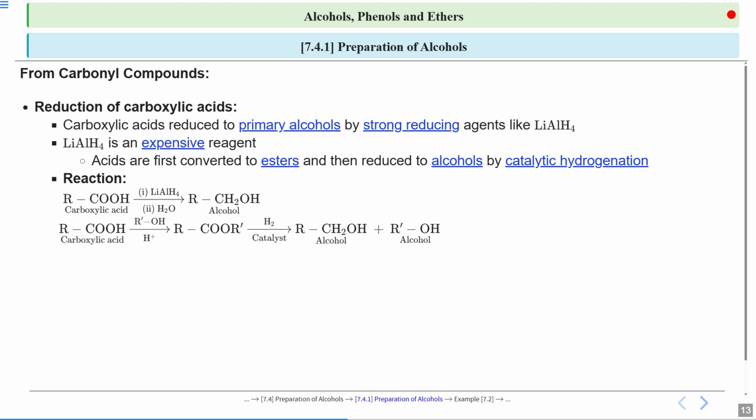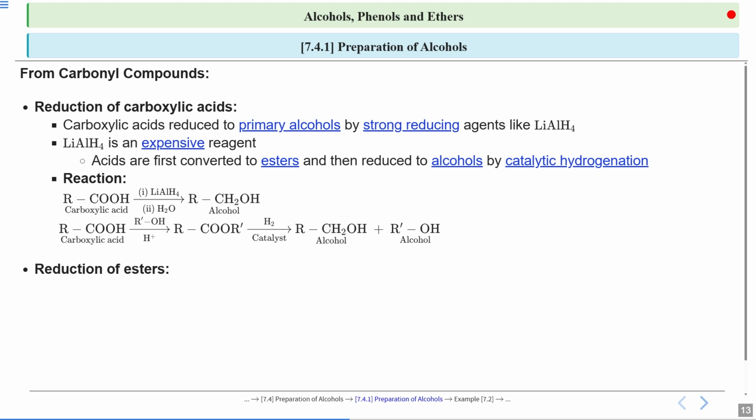One alcohol will contain the same number of carbons which is present in our initial carboxylic acid. The other alcohol is going to have one carbon less compared to the reactant carboxylic acid. So two alcohols you will get, one from R, another from R prime.